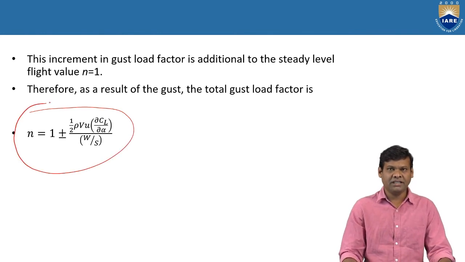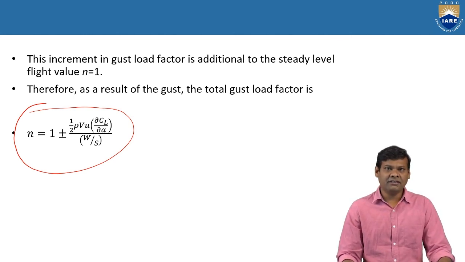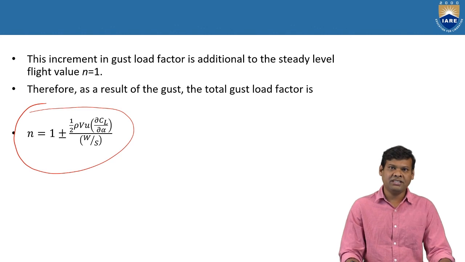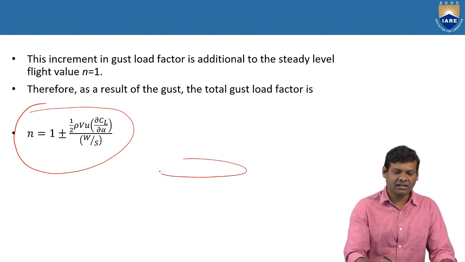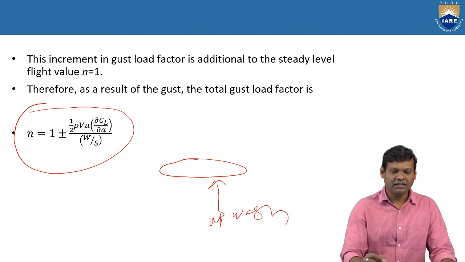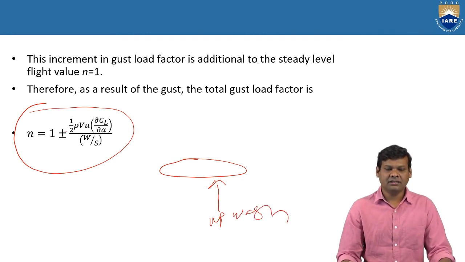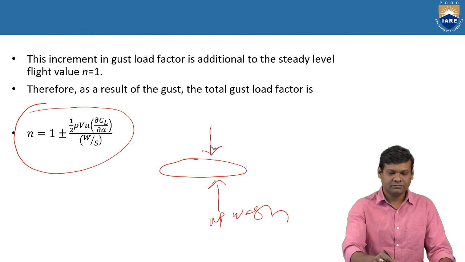N is equal to 1 plus or minus 1 by 2 rho VU dou CL by dou alpha W by S. One thing you might have observed here is the sign, plus or minus. When you consider a flight and there is an upwash, we take it as positive. But when there is a downwash, we take it as negative.